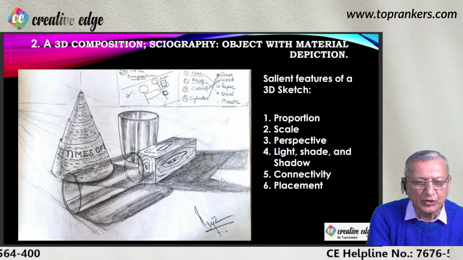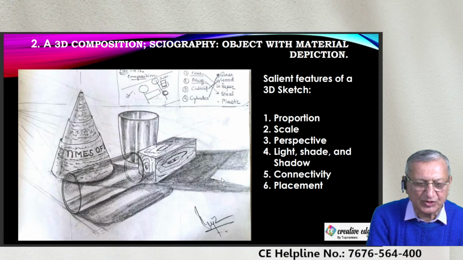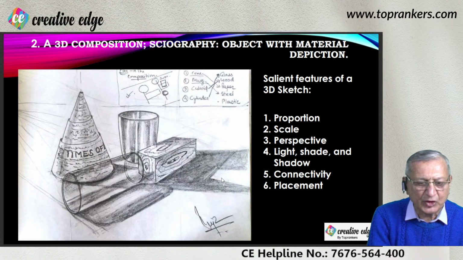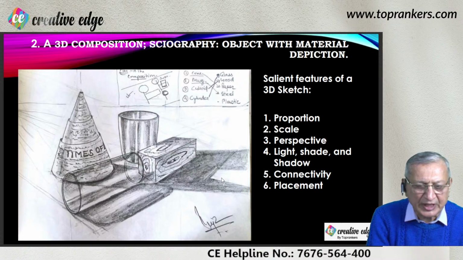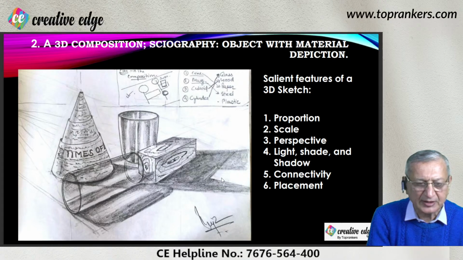Then a 3D composition, that means sciography. Sciography is the science of light, shade, and shadow. Object with material depiction means the surface quality itself speaks of the material. The salient features of a 3D sketch: proportion, scale, perspective, light, shade, and shadow, connectivity, and placement.